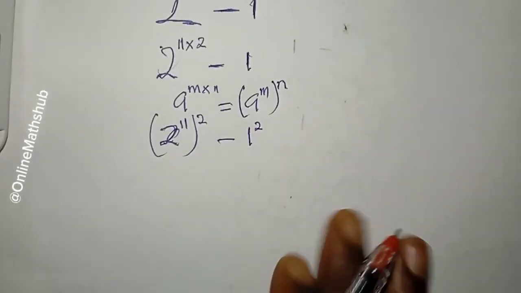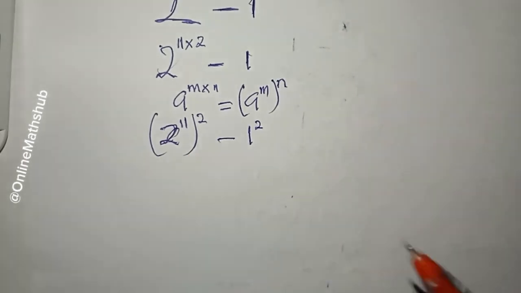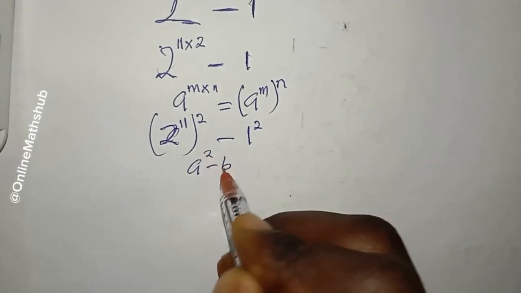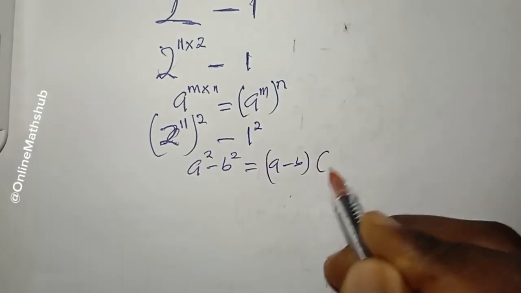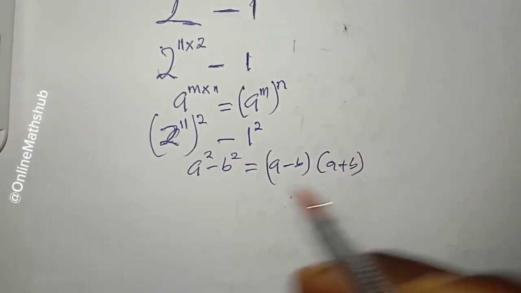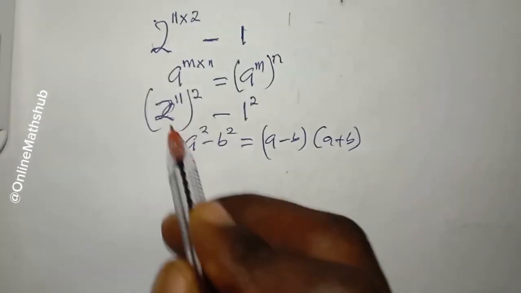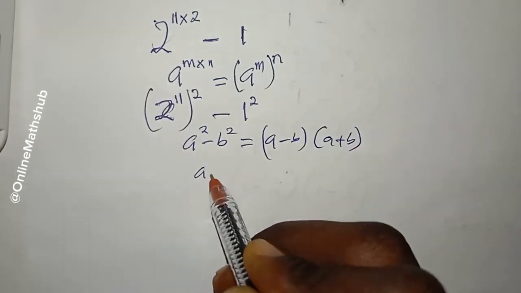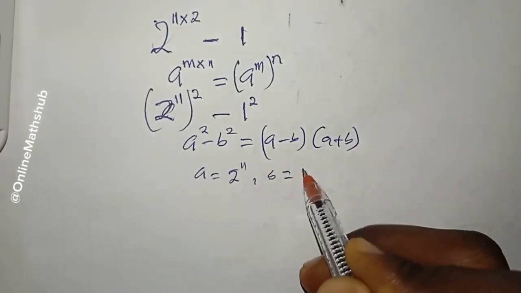And obviously you can see that we've got a difference of 2 squares. How do we expand a difference of 2 squares? If you have a squared minus b squared, you can expand this as a minus b multiplied by a plus b. This is what I'm going to be using to expand this expression. In this case you can see that our a is equal to 2 power 11 and our b is equal to 1.